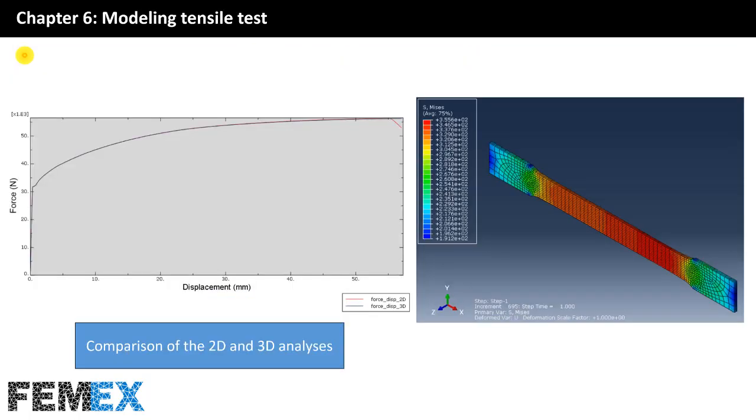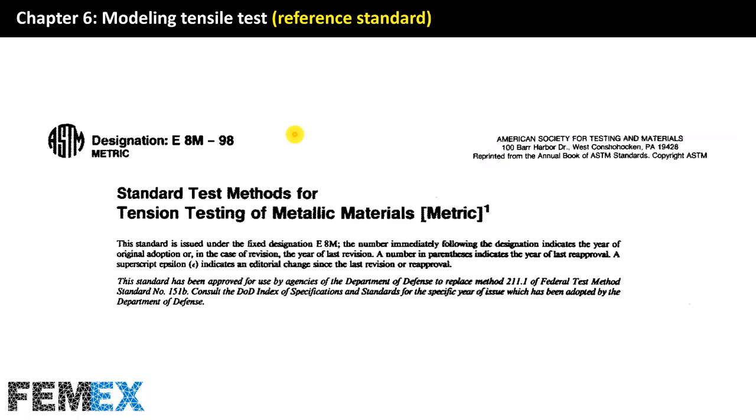Chapter 6 is about modeling tensile test. In this chapter, I have conducted 2D and 3D simulations on the tensile test, and finally I have compared their force displacement curves. I have created the specimens according to the ASTM standard. This standard is one of the widely used standards to do the tensile test.